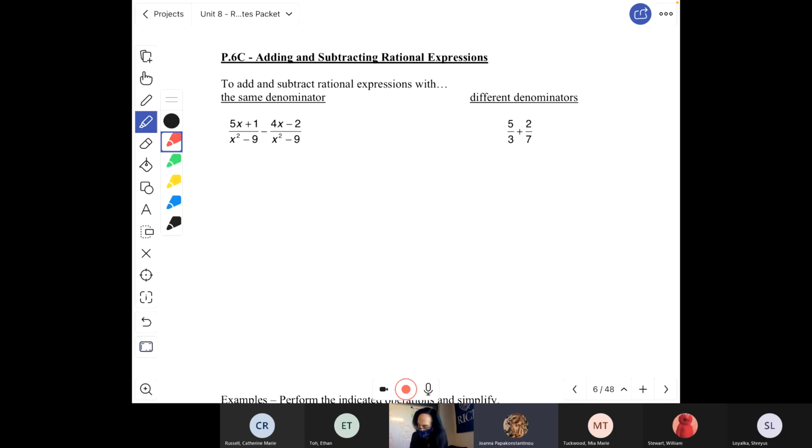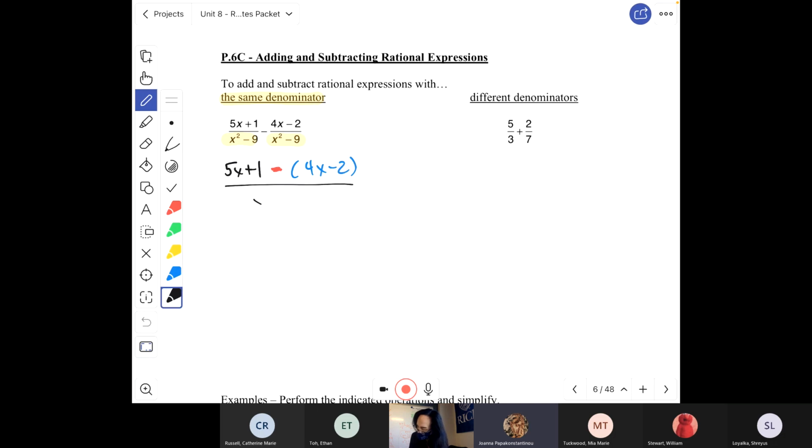I have to have a common denominator. Now, if I look at this first example, I have the same denominator. So all I have to do is perform the corresponding operations in the numerator. So I have 5x plus 1 minus 4x minus 2, all over my common denominator, x squared minus 9. Now I am subtracting every single term in the numerator of my second fraction, so I have to distribute that minus sign. You have to be careful. 5x plus 1 minus 4x plus 2, all over x squared minus 9.